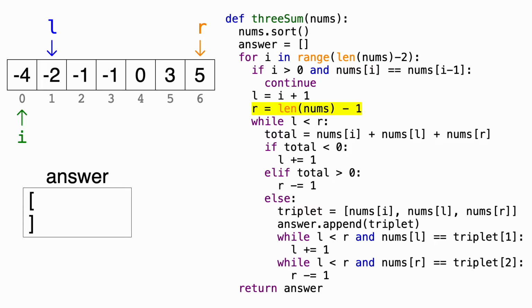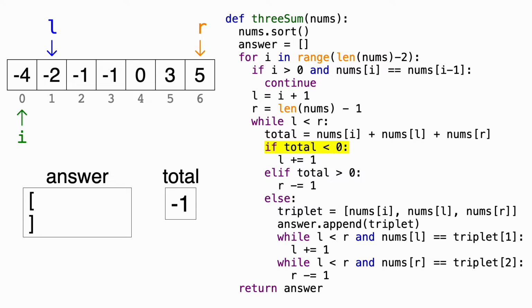We're now going to start the inner loop and keep going as long as the left pointer is less than the right pointer. The first thing we're going to do is calculate the total by adding up the numbers at the 3 pointers. So that's going to be -4 plus -2 plus 5, which is -1. Now at this point, 3 things can happen. The total could be less than 0, greater than 0, or if it's not either of those, then it must be equal to 0.